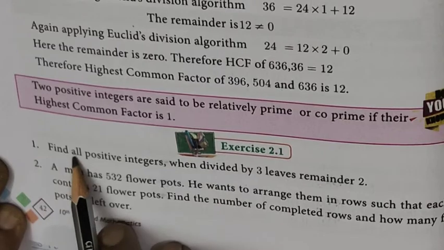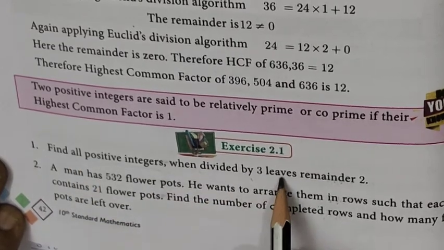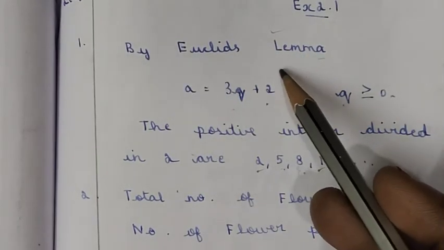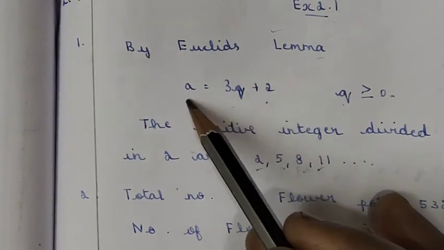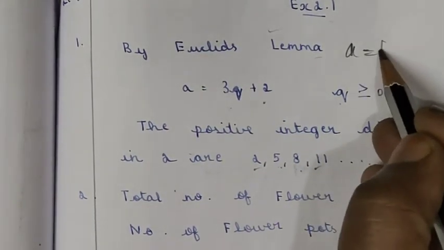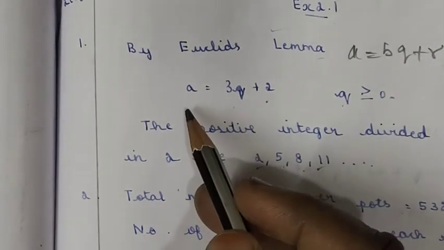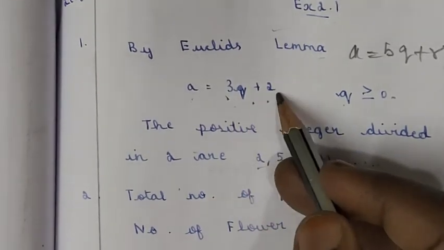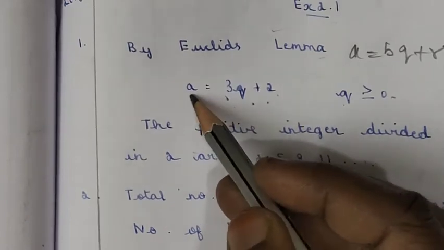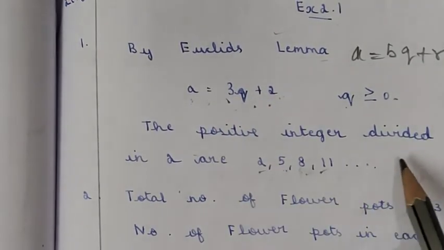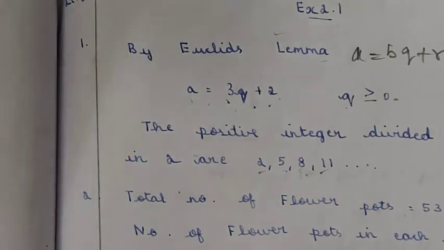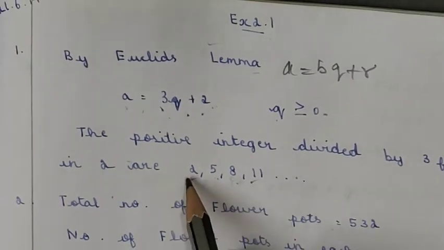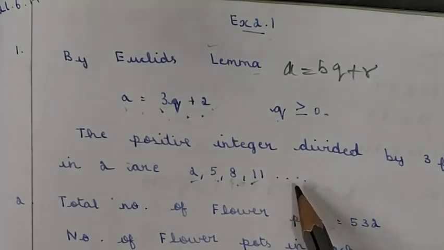Exercise 2.1. First sum. Find all the positive integers which when divided by 3 leave remainder 2. By Euclid's lemma, we know that A equals BQ plus R. We have the number as A and 3 as the divisor, Q as quotient, plus remainder, which is given as 2. So A equals 3Q plus 2. So the positive integers which when divided by 3 leave remainder 2 are 2, 5, 8, 11, etc.